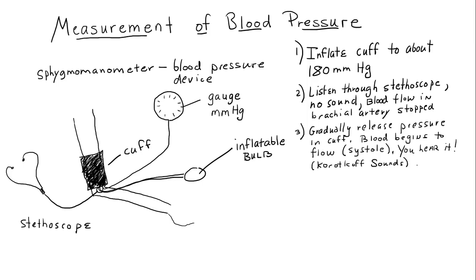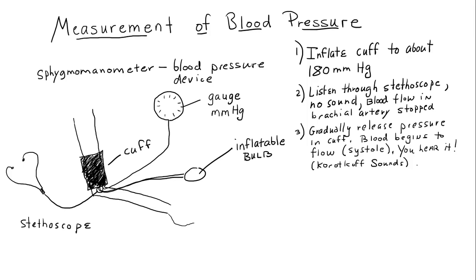Then you hear these sounds, which are called Korotkoff sounds. If you're listening through the stethoscope, it sounds like a little ticking. Once you've released the pressure, you're hearing the force of the blood through the brachial artery. This force is due to ventricular contraction, or systole. You should look at the gauge and see the millimeters of mercury at which blood begins to flow through the brachial artery. We call that the systole.